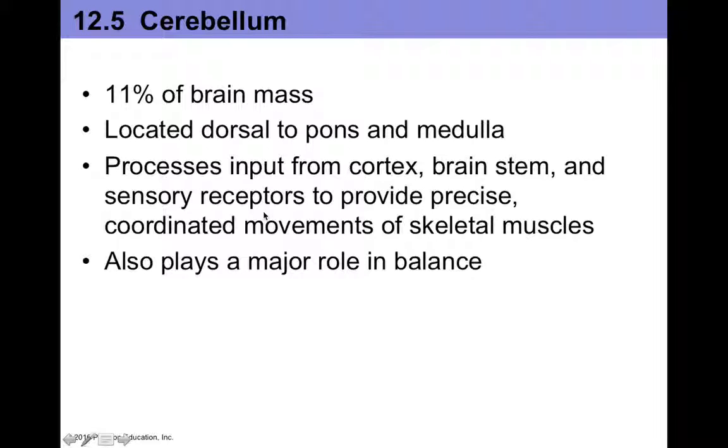And because of all this processing of information, you need a lot of different neurons to provide precise coordinated movements of skeletal muscle. So when you think about your cerebellum, it's an entire portion of your brain that's dedicated to movement. Now it's located just dorsal or posterior to the pons and medulla and plays a major role in balance.